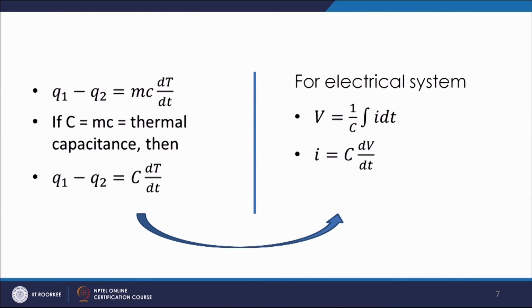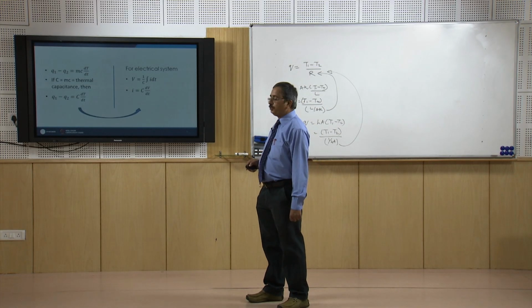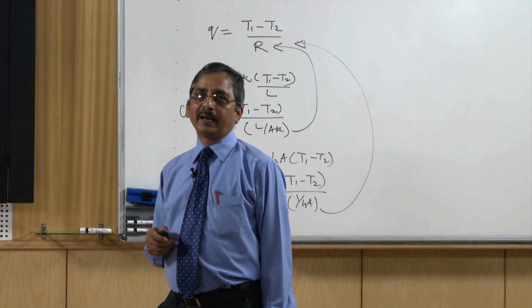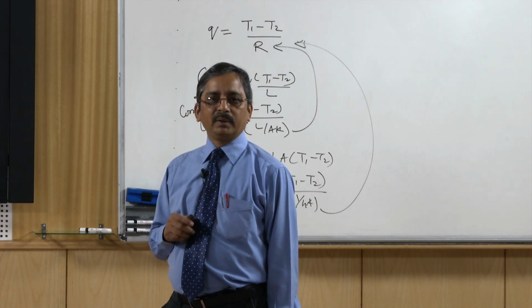Now, if I compare these two expressions, that of the electrical system and that of the thermal system, then you can see that I corresponds to Q1 minus Q2 here and V corresponds to T here. Okay. And that way we can define the thermal capacitance using this equation. Now, using these two expressions for the thermal capacitance and thermal resistance, we can model any thermal system.